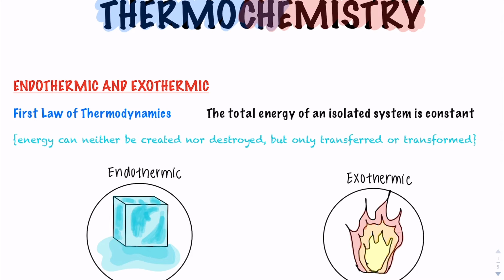Hi guys, today we're going to learn about thermochemistry. The first law of thermodynamics states the total energy of an isolated system is constant, meaning energy can be neither created nor destroyed, but only transferred or transformed.